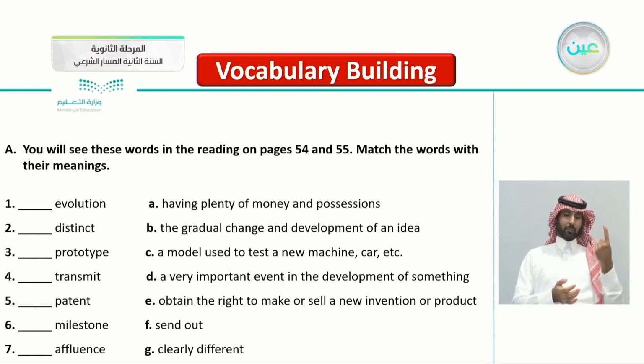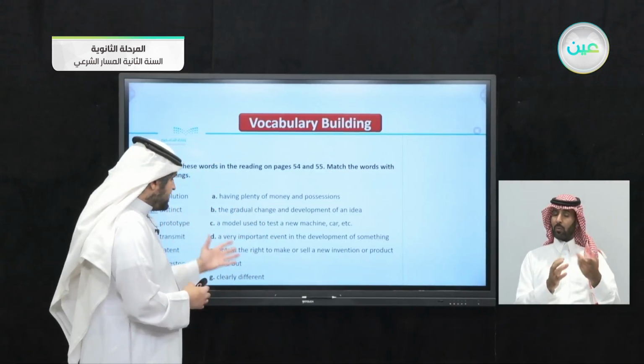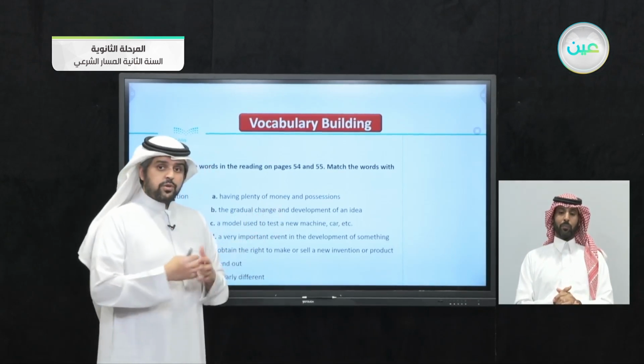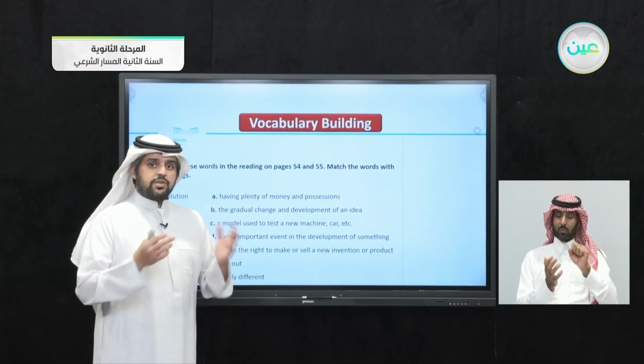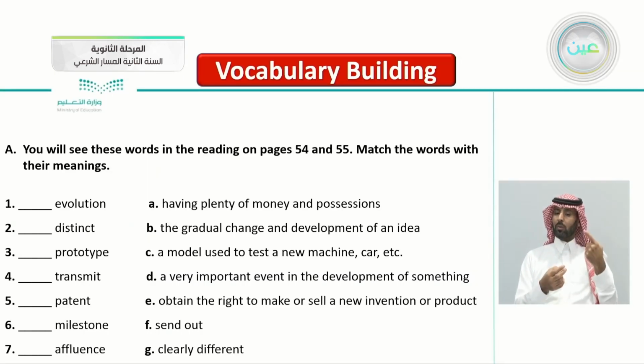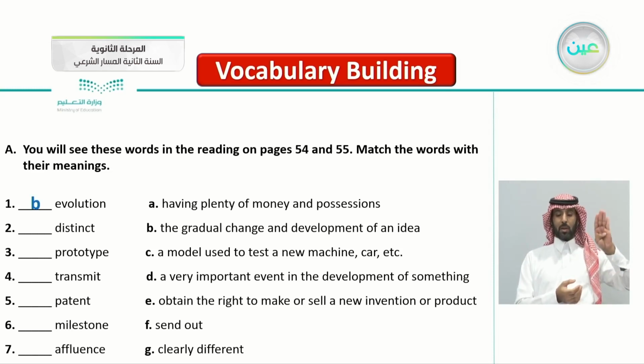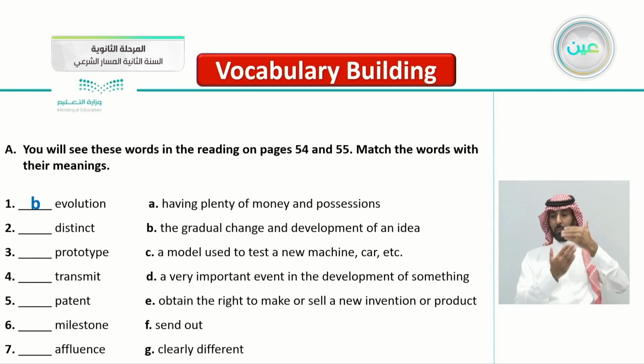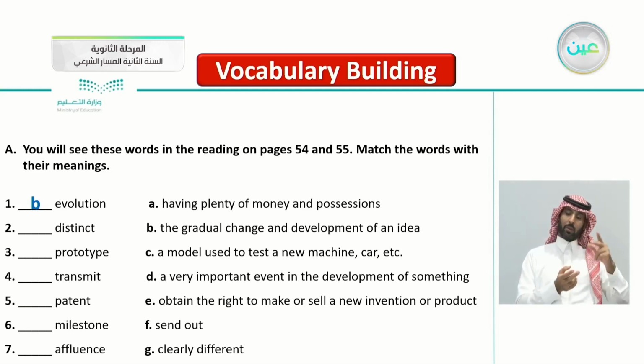So number 1, evolution. In which of these sentences does evolution fit? Which of these definitions does evolution fit? But before we do that, read the definitions first by yourself so you could tell which is correct. So evolution, is it A or B or C or D, etc.? Evolution. It's the letter B. The gradual change and development of an idea. The gradual means step by step, slowly. The gradual change and development of an idea. If an idea or anything is slowly developing, this is evolution.